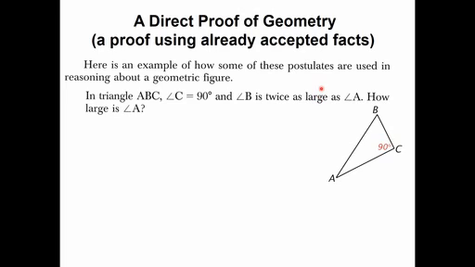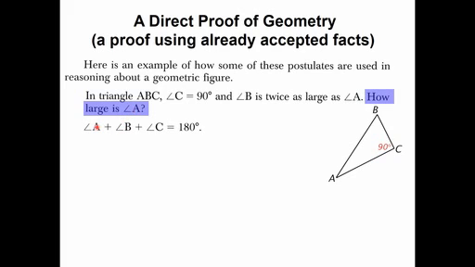You notice I haven't even started the proof yet. I'm just using what we call the givens up here. This is given. They're already accepted facts. We know those are true, plus all those postulates that we just worked with. So let's think about this. Here's our proof. In triangle ABC, angle C is 90 and B is twice as large as A. How large is angle A? So this is what we're trying to prove.